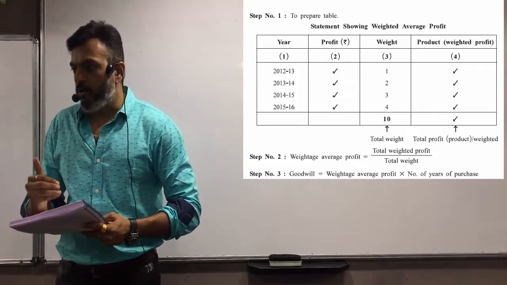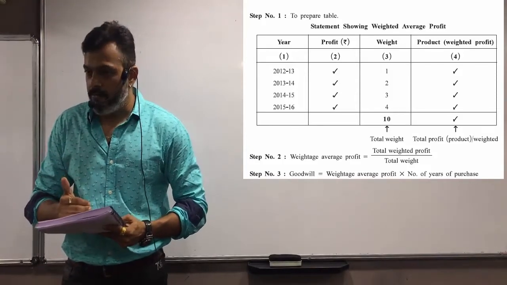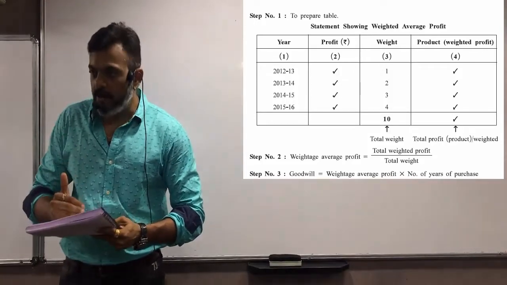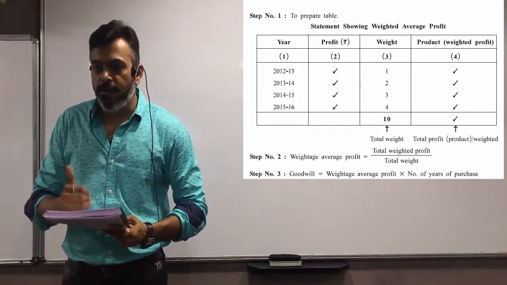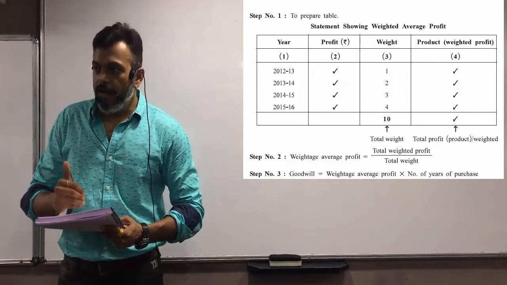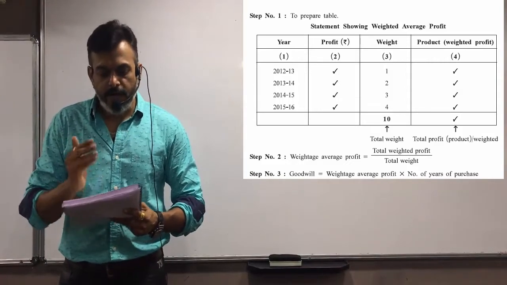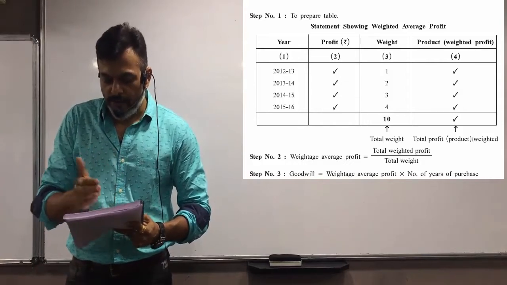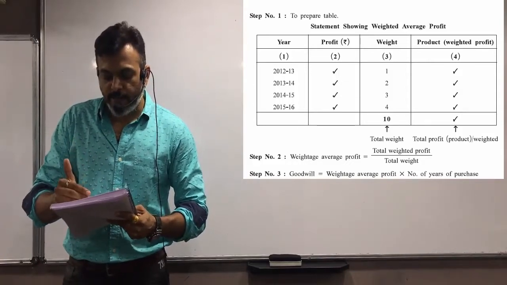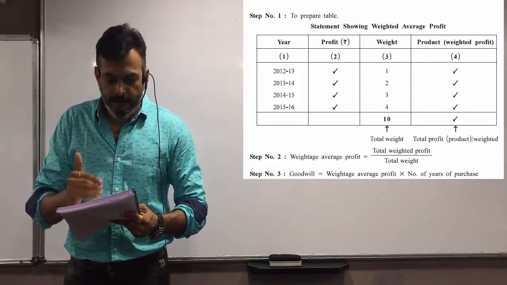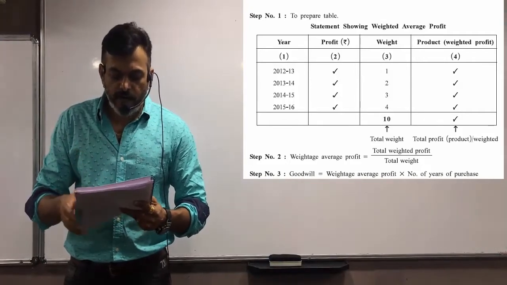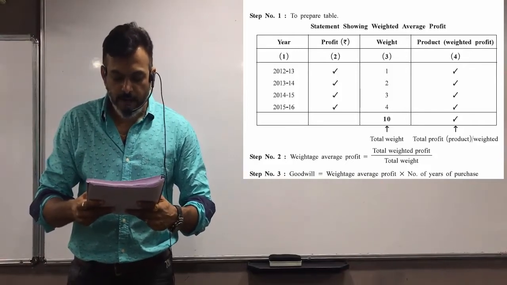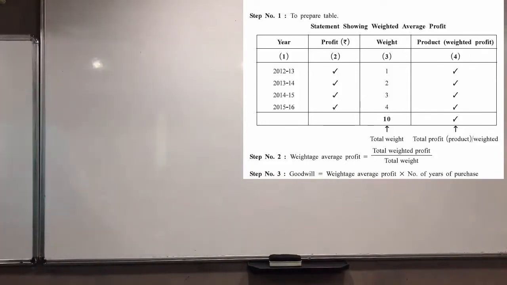You remember the formula of weighted mean? Yes. Sigma wi xi upon sigma wi. Similar, sigma iw upon sigma w. किया तो अभी हमने index number में. Similarly, what we do is we have product which is weight into profit. We find total weighted profit upon total weight. What is goodwill? Goodwill is equal to weighted average profit into number of years of purchase. Okay. Write in your notebook, please.